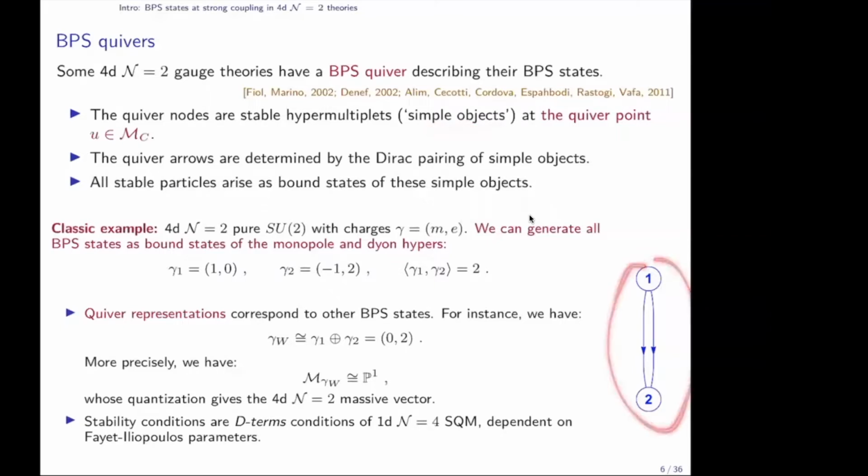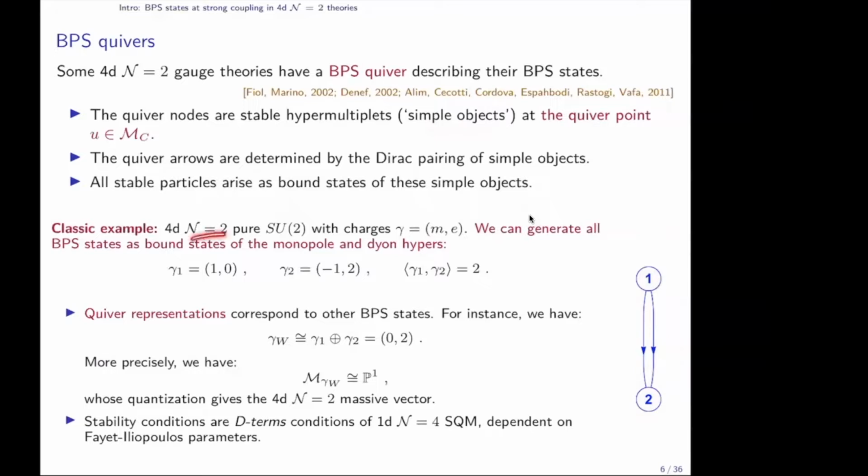And then you compute the arrows between nodes in the quiver by looking at the Dirac pairing between dyons. Then all the stable particles arise as bound states of the simple objects, and this becomes, in terms of the quiver, a question in representation theory.